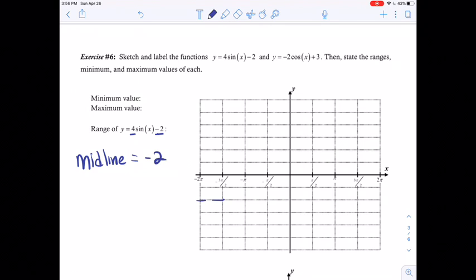I like to draw a nice dashed line across where my new midline is. If I look at my original sine graph, it would start on this midline, go up 1, back down, up, down.